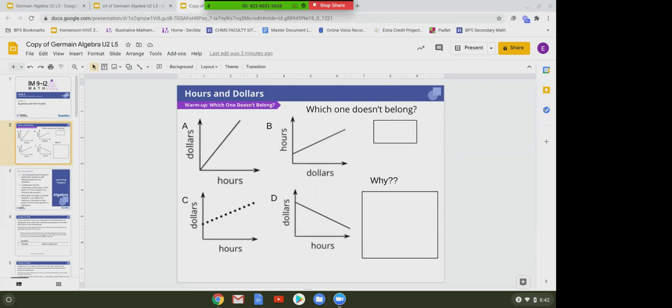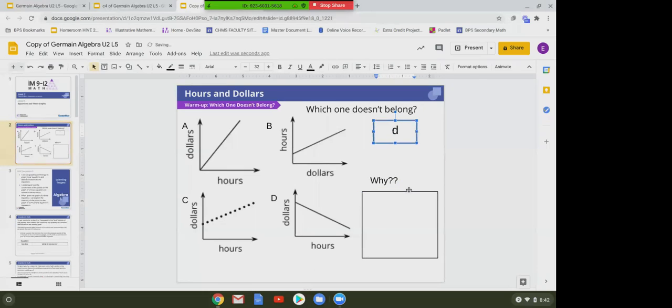Okay, so a lot of people said D because it had a negative slope, and I like it. Nice job. That's a good reason there, because it had a negative slope. Okay, some friends said C because it didn't have a solid line. Some friends said A because it was the only proportional relationship. All of those are really, really great answers.